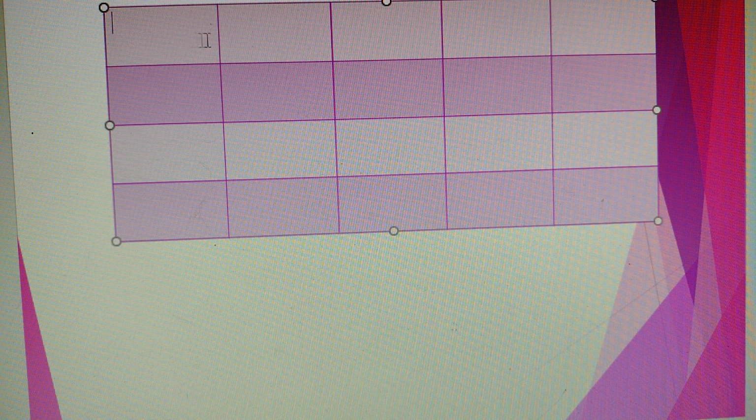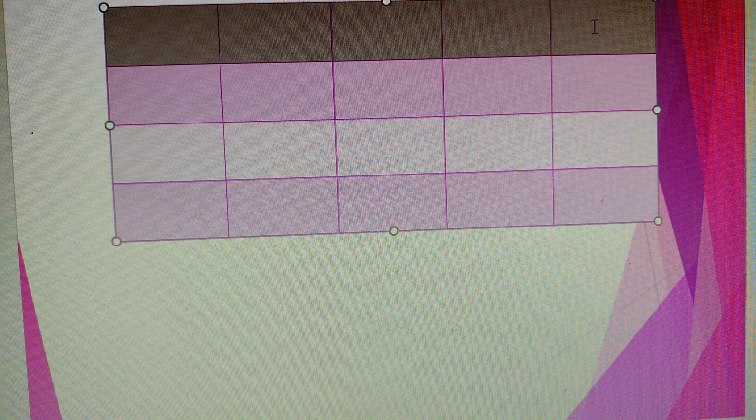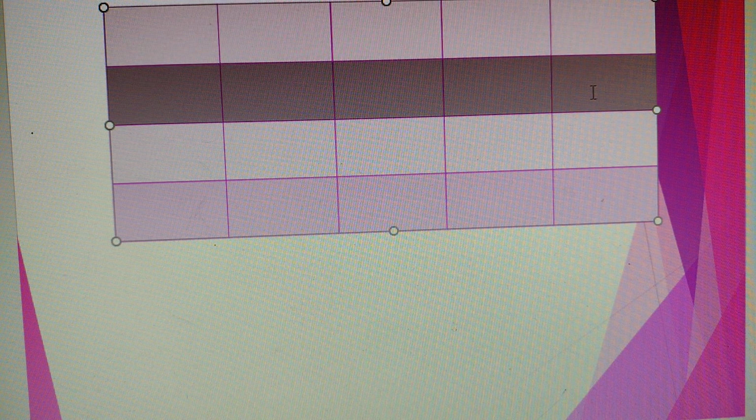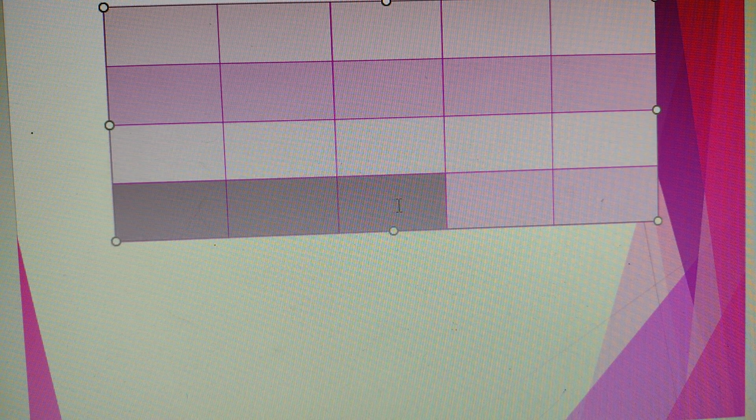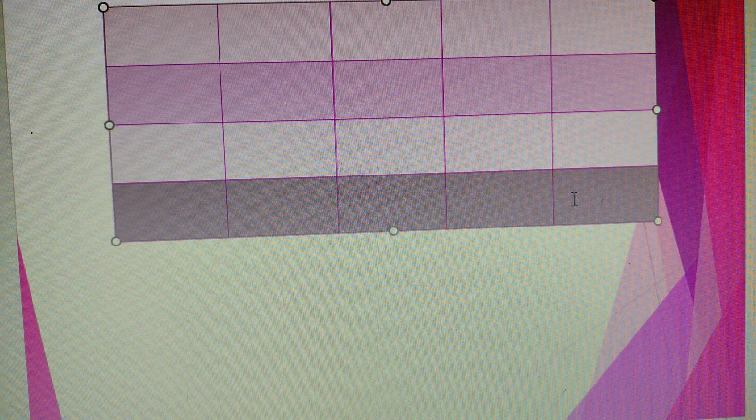Suppose this is one table. In this table there are 4 rows. How are there 4 rows? You can see the brown colored part on this table is the first row. This brown colored part is the second row, this is the third row, and this is the fourth row. So in total, in this table there are 4 rows.